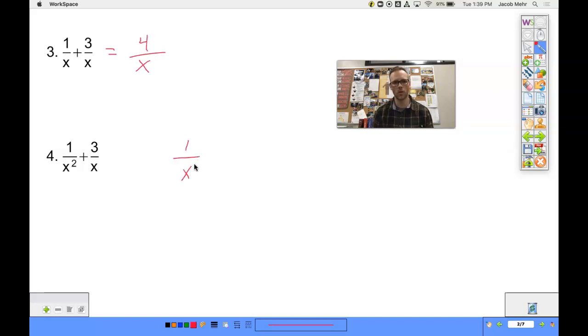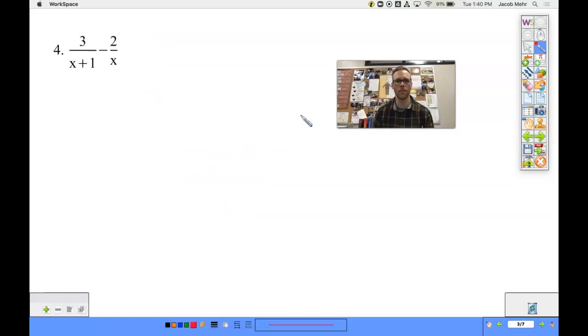But now on this one, 1 over x squared plus 3 over x. These do not have a common denominator. Our LCD has to have x squared go in it and x go in it. And the smallest expression that x squared and x both go into would be x squared. In this one, we just need to multiply this fraction by x over x. And it gives us 1 over x squared plus 3x over x squared. There's our common denominator. Add the numerators, 1 plus 3x, which we'll just write as 1 plus 3x over x squared.